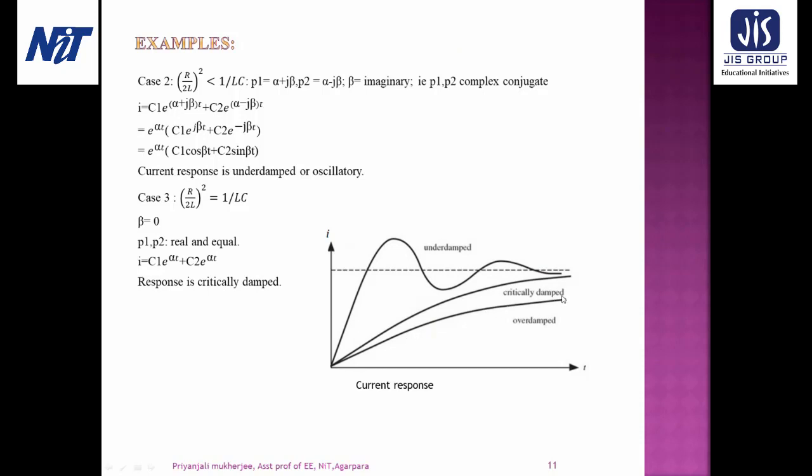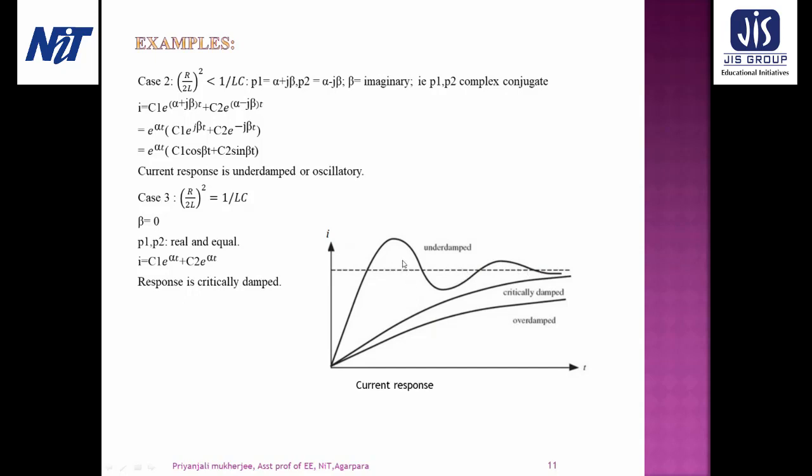Next, consider (R by 2L) whole square less than 1 by LC. That means the poles are alpha plus j beta and alpha minus j beta, and beta is imaginary. That means P1 and P2 are complex conjugate poles. Putting in the values, I is equal to e to the power alpha T into C1 e to the power j beta T plus C2 e to the power minus j beta T. That can be written in the form of C1 cos beta T plus C2 sin beta T. So the current response is underdamped, or oscillatory.